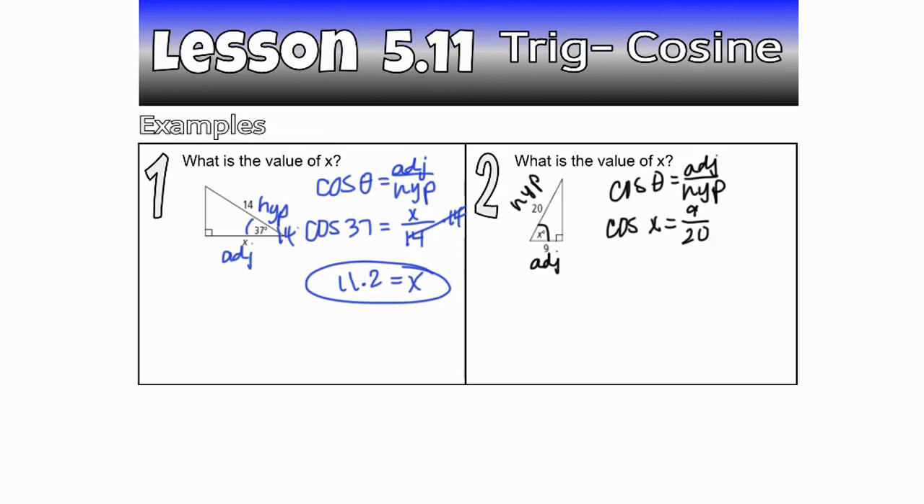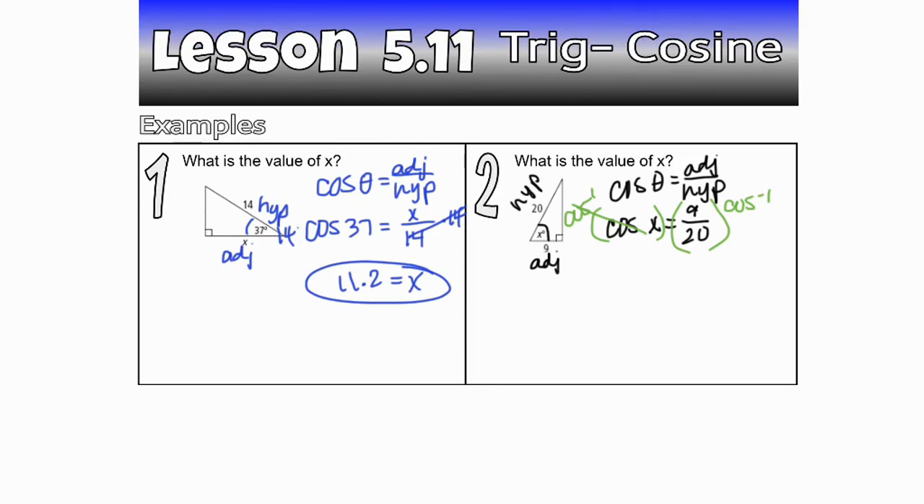If you'll remember back from the last lesson, it's going to work out the exact same way. To undo this cosine that's with the x, I have to do the inverse of cosine. So I'm going to take the inverse of cosine, and that gets rid of this. And that actually has to come first when you type it in. It's the inverse cosine, and then open parentheses and 9 over 20. Just letting you know there.